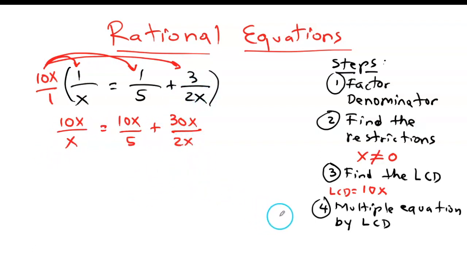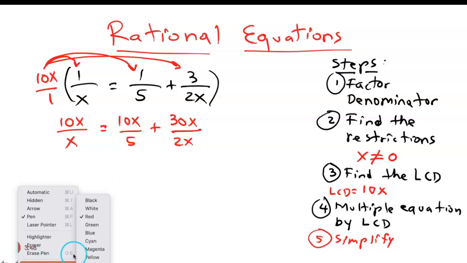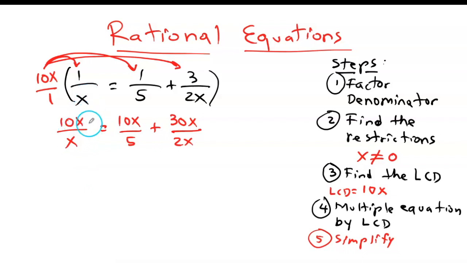Once I multiply, I simplify. I simplify now, and I'm getting ready to solve. How do I simplify? The idea of multiplying my LCD is to get rid of my denominators. So look at this. This x from the top cancels with this x from the bottom. So my answer there is 10. 10 divided by 5 is 2, and I bring my x. So 10 divided by 5 is 2 and 2x, right? 30x divided by 2x. What happened with the x's? Cancel, cancel. 30 divided by 2 is 15.